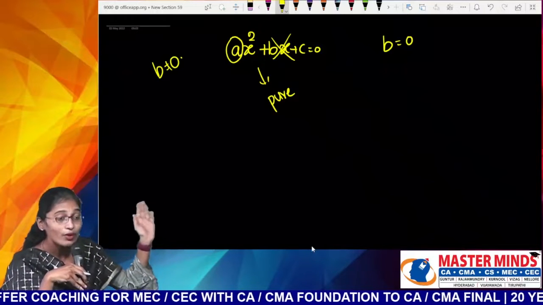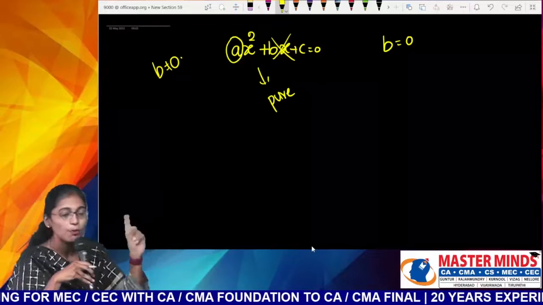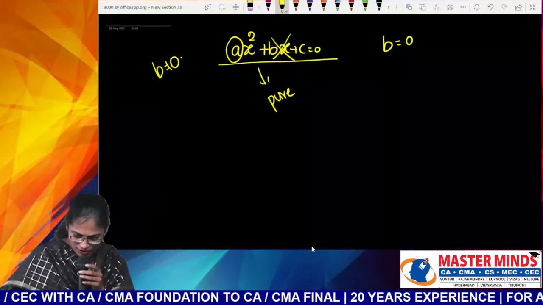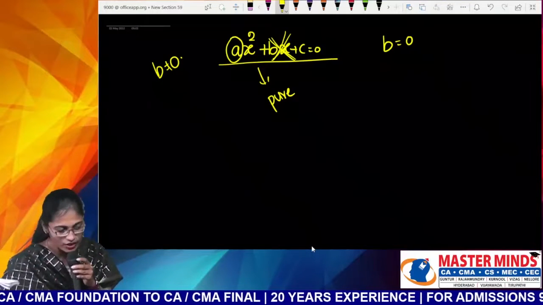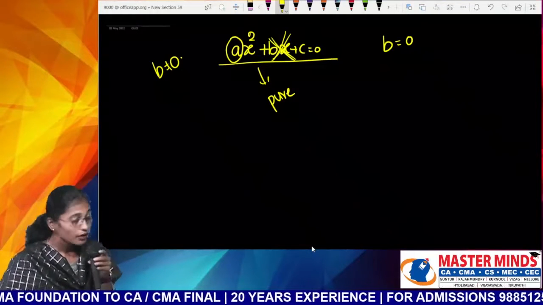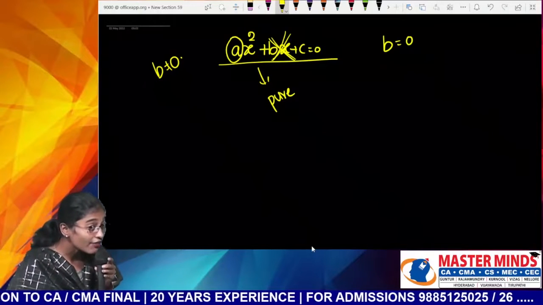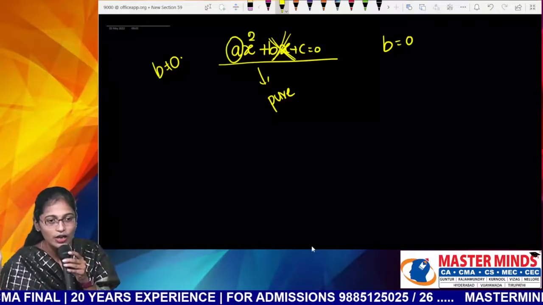So we have questions on this topic based upon theory formulas as well. Please do cover theory formulas as well. So ax square plus bx plus c equal to 0, provided b equals 0, is said to be what kind of equation? Pure or affected? When do you say that it is affected? When b is not equal to 0.